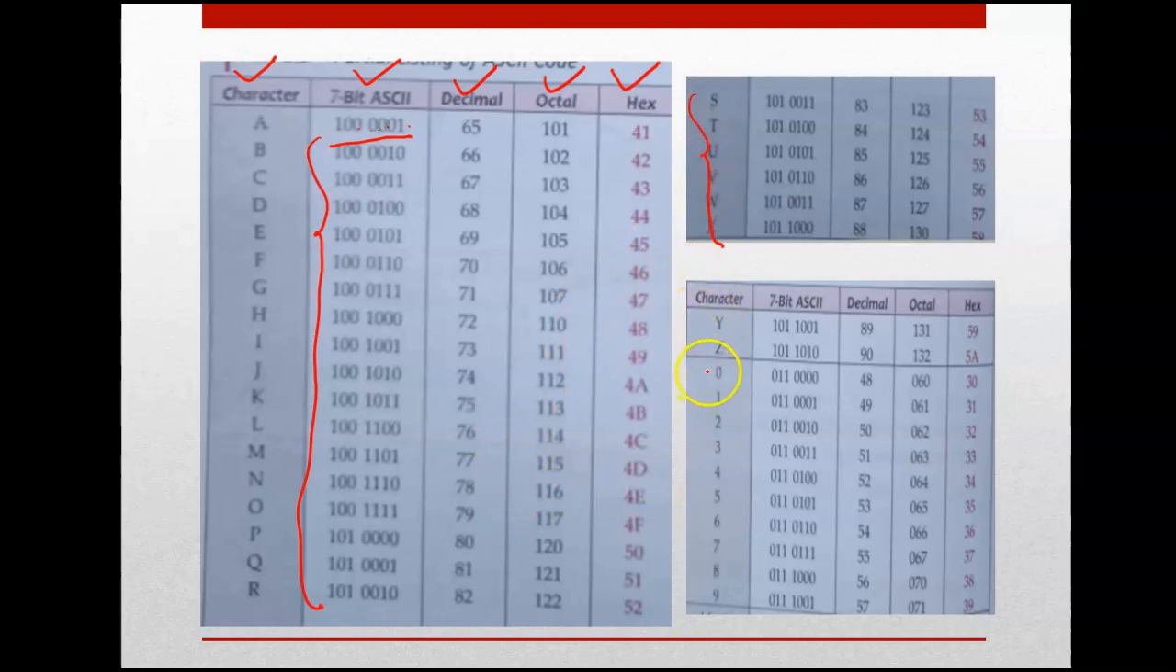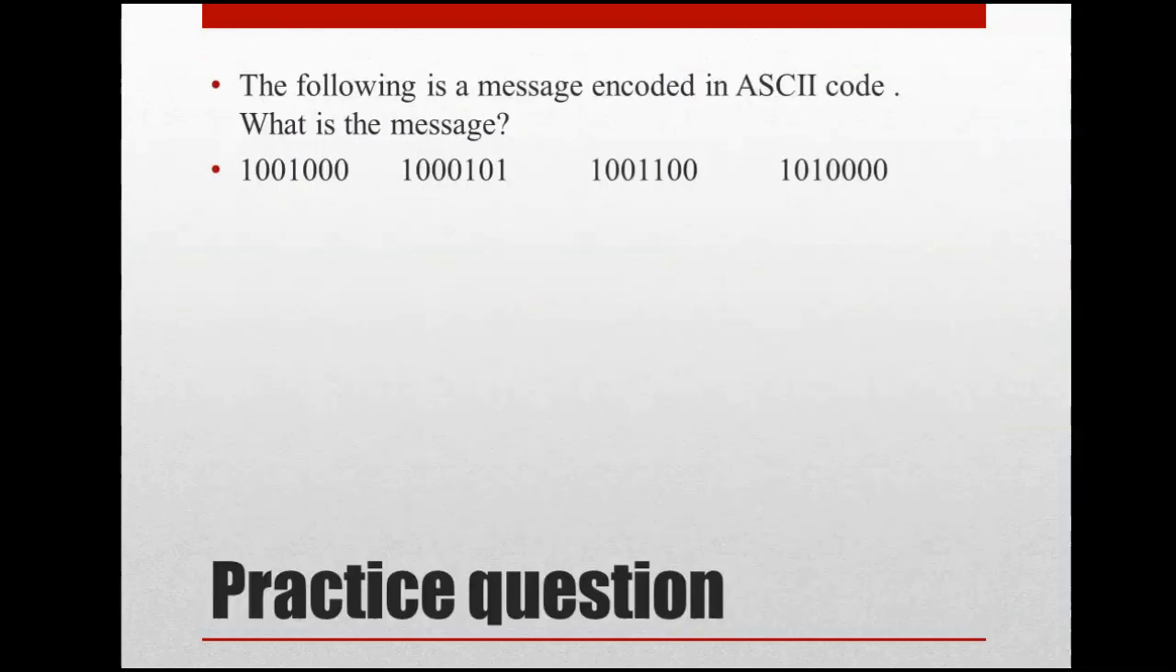So the numbers also, the digits from 0 to 9, have their ASCII values. Here you can see the corresponding ASCII values given, and even the same thing represented in decimal, octal or hexadecimal is given here. So this is called the ASCII encoding scheme, American Standard Code for Information Interchange. So this much is enough.